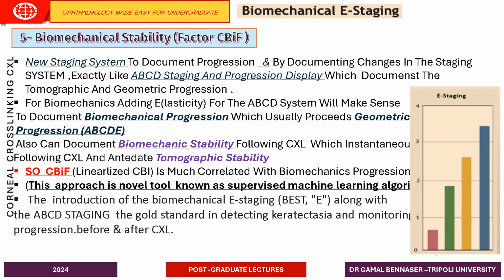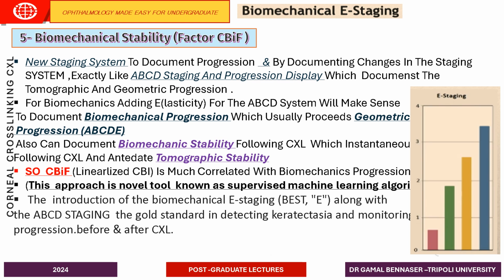So in one aspect, this is very useful for early detection of keratoconus by establishing a biomechanical E staging. E stands for elasticity, so that we can detect keratoconus early and detect abnormal corneas early. This is in one aspect. The other thing, we apply the same principle to determine the efficacy of the cross-linking technique, so that we can compare the elastic changes, or the biomechanical elastic changes, before and after the procedure.